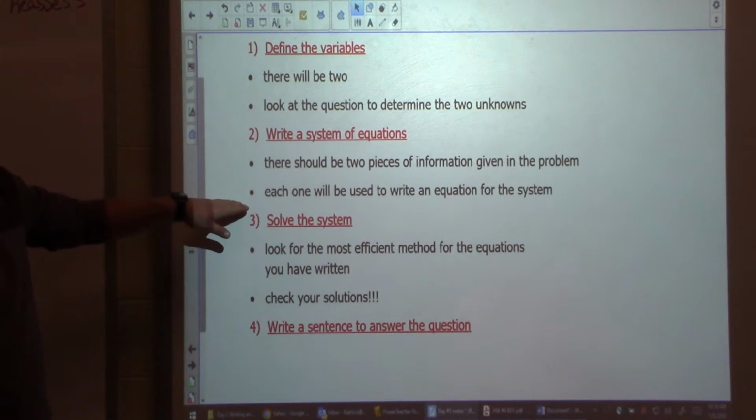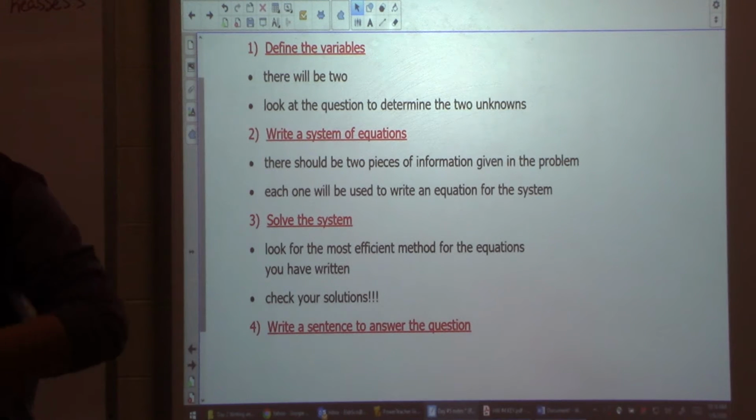Once you've gotten past step 2, it's just what you've been doing the last week.